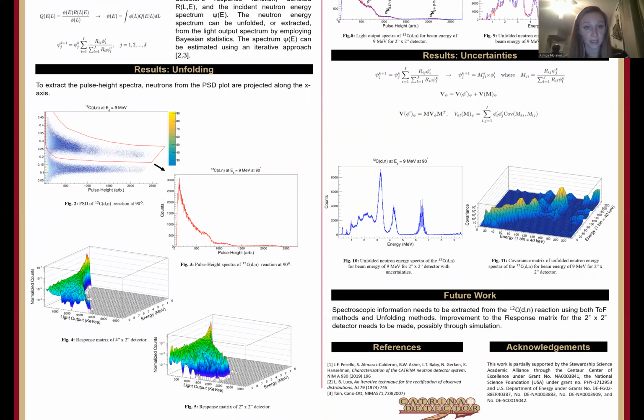So in the future, we still need to extract some spectroscopic information from the 12-carbon DN reaction using time of flight and unfolding methods. And then we need to improve the response matrix for the 2-inch by 2-inch detectors, possibly through simulation.